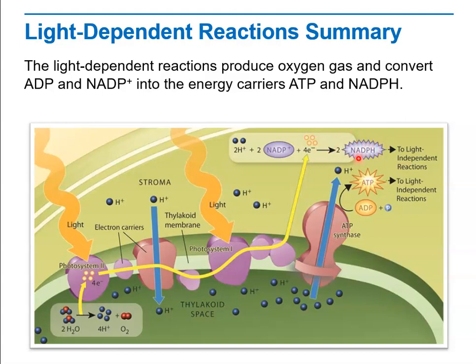So we get 2 NADPH molecules, and the force of those hydrogen ions that were stuffed into the thylakoid space, they flow out through the ATP synthase, which causes the ATP synthase to rotate, and that rotation motion forms ATP from ADP and a phosphate group. So we end up with ATP being produced in the light-dependent reactions as well as 2 NADPH molecules. And all of that is carried to the light-independent reactions, which we'll talk about next.